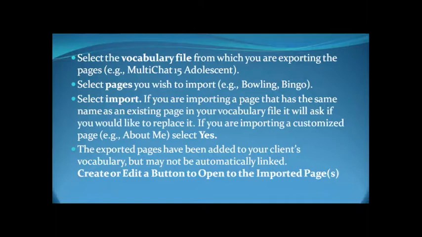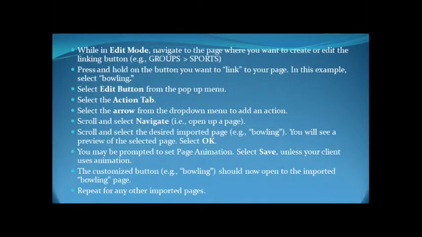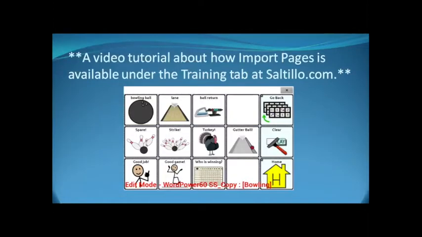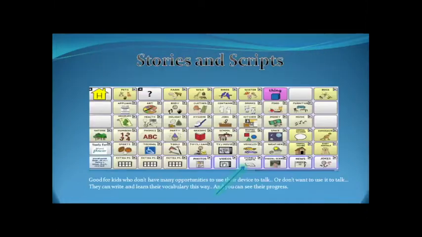Once they've been imported into your file, you need to make a button that's going to link to those new pages. So if you're on games or something like that, or social, you can make a bowling button and link it to the new pages. That just tells you how to do that. Then you would have that bowling page, and you can see on the bottom was a good shot of what it looks like on the device. There is a tutorial on this, but if you just play with it, I think you'll probably be able to figure it out.